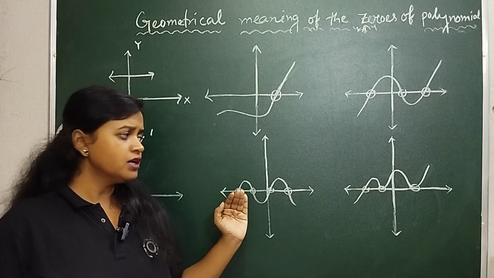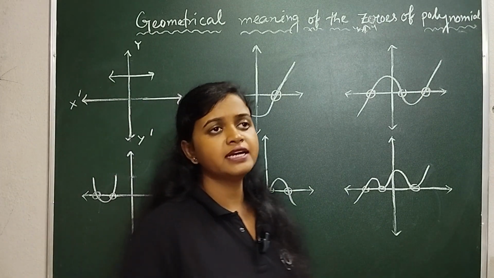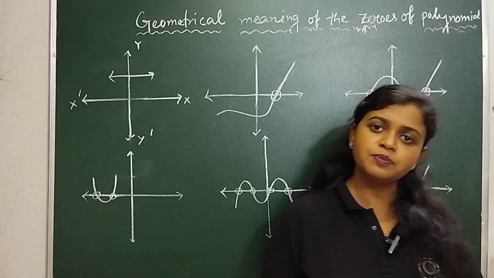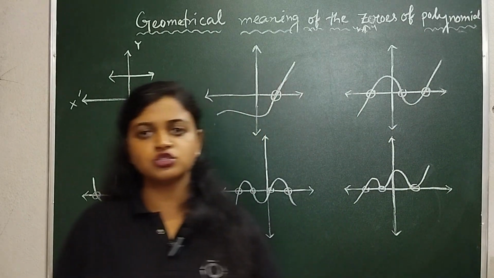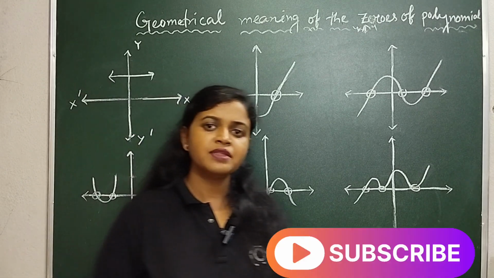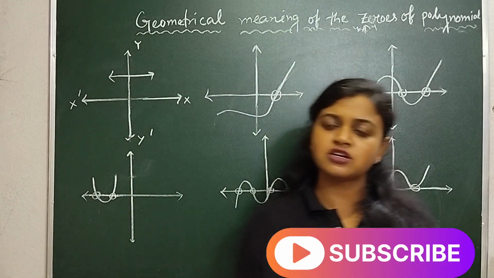So we can say that when the graph of the polynomial cuts the x-axis, then we can find out the zeros of the polynomial. I hope you understand this concept.